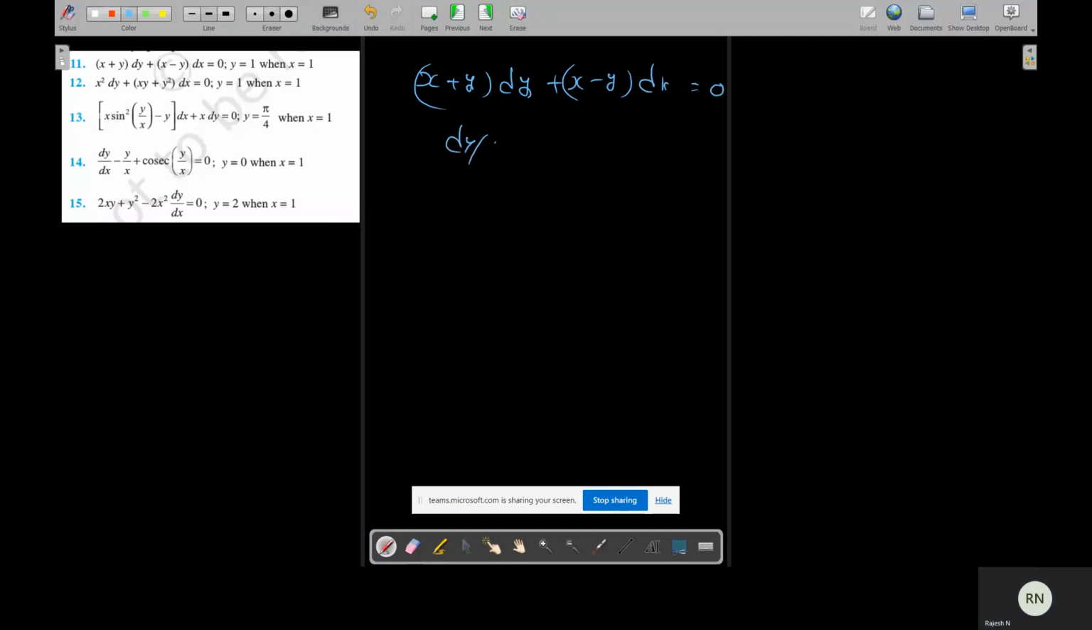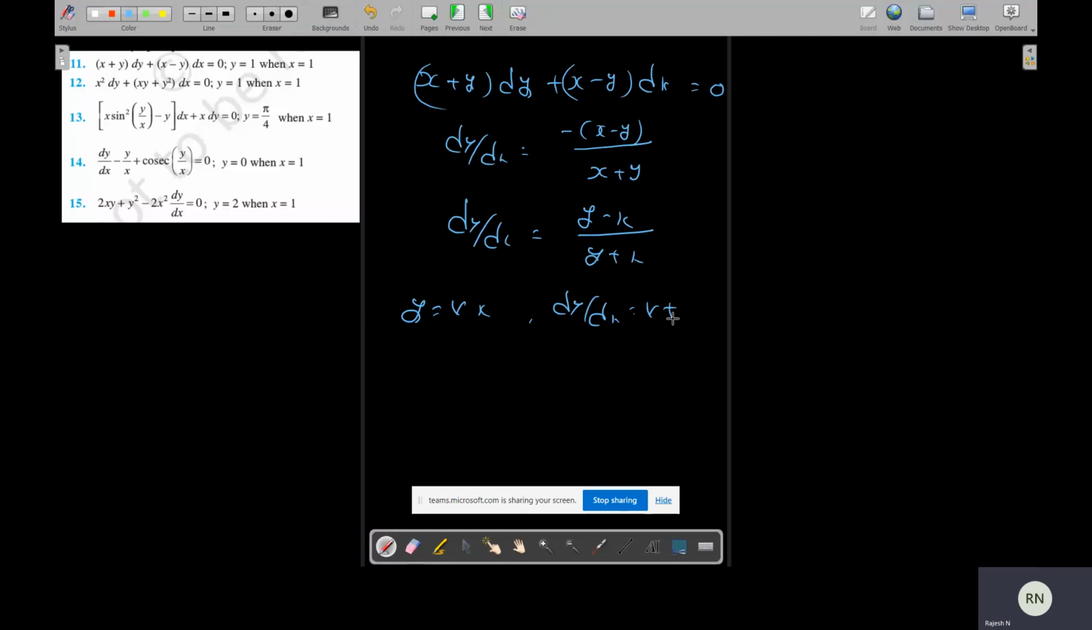Therefore, dy by dx is equal to minus of (x minus y) by (x plus y). So dy by dx is equal to (y minus x) by (y plus x). Substitute y is equal to vx. Y is equal to vx means what is dy by dx? V plus x into dv by dx.